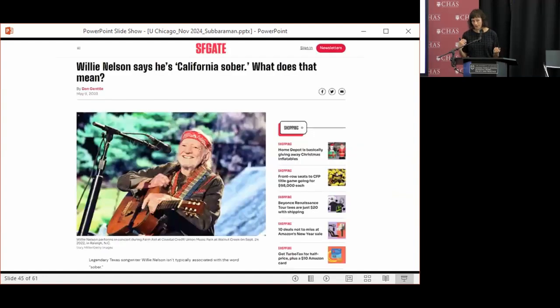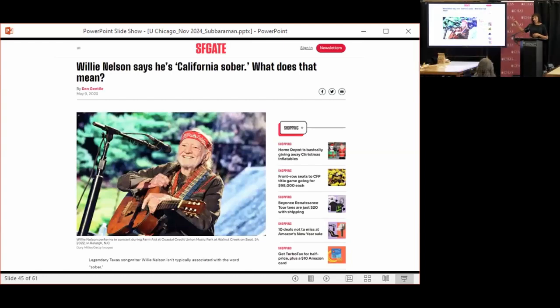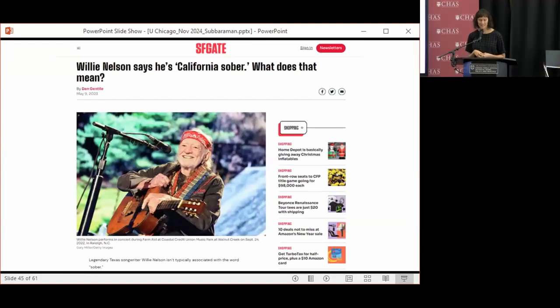We live in California. How many folks have heard about the California Sober? Okay, so all the way in Illinois, people are hearing about it. So California Sober, what does that mean? This is from our newspaper, the SF Gate in San Francisco. Willie Nelson says he's California Sober. He uses cannabis, but he doesn't do anything else. So that's what Willie Nelson does.